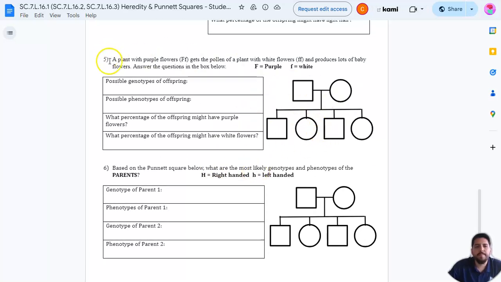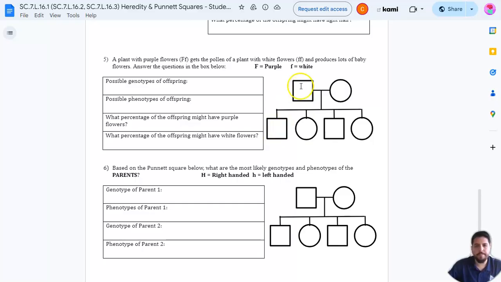So for example, a plant with purple flowers, capital F, lowercase f, gets the pollen from a plant with white flowers, two lowercase f's, and produces lots of baby flowers. Answer the questions in the box below. So we would have purple flower, capital F, lowercase f, and white flower, two lowercase f's in the circle. And then we just bring down one for each.